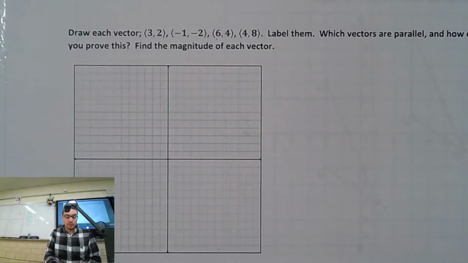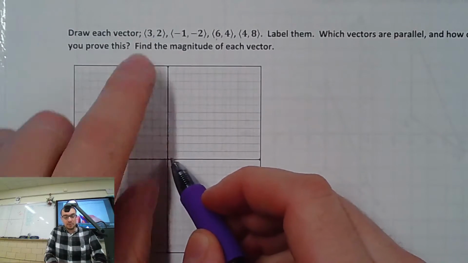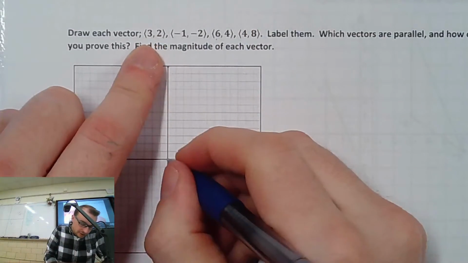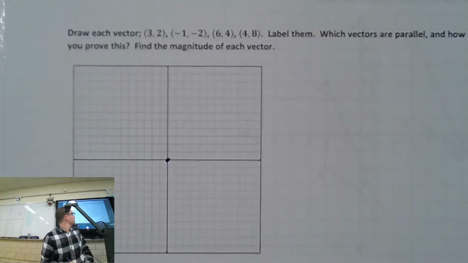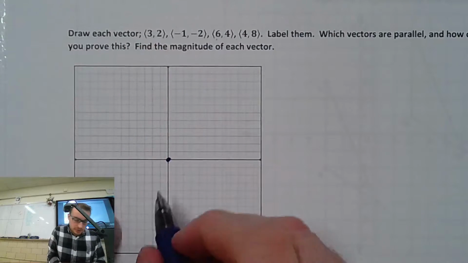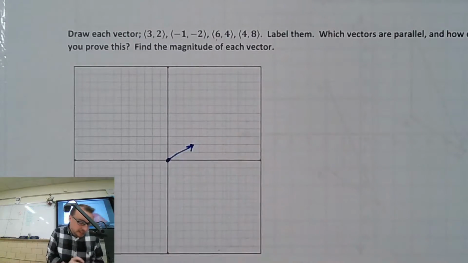When we did it originally, we might have done it starting at the origin. That's fine. You can do that. I'm going to plot the first one starting at the origin. 3, 2. So starting here. And it says 3 to the right and 2 up. Right? Horizontal part, vertical part. So 3 to the right, 2 up. That vector looks like that.